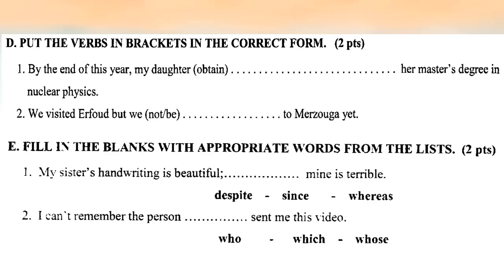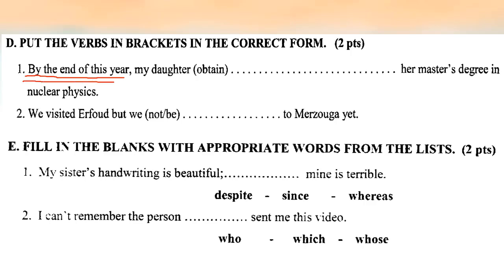Great. Moving to the other slide, exercise D. It's about tenses. Put the verbs in brackets in the correct form. It can be tenses, it can be gerund, infinitive. By the end, here, students are advised to look for the signals, the indicators, like by the end of this year.